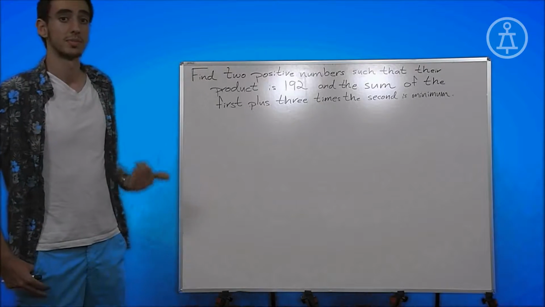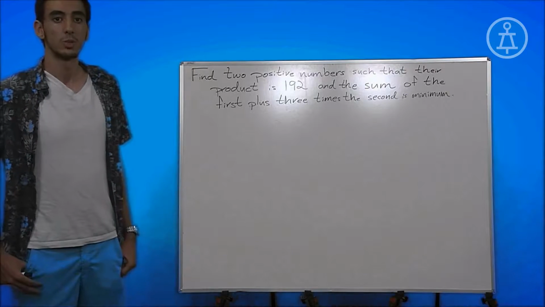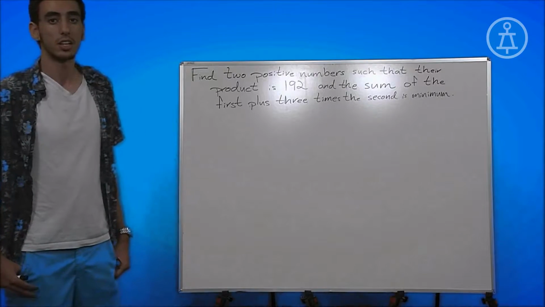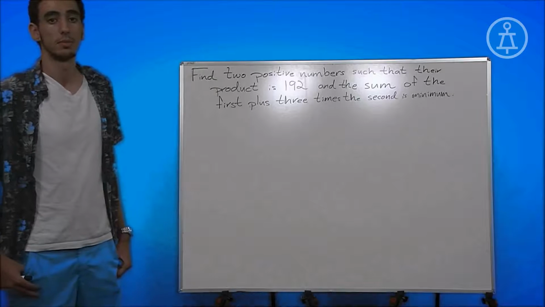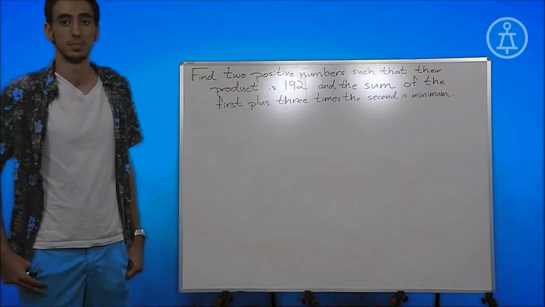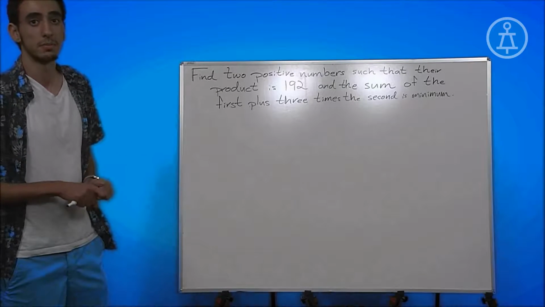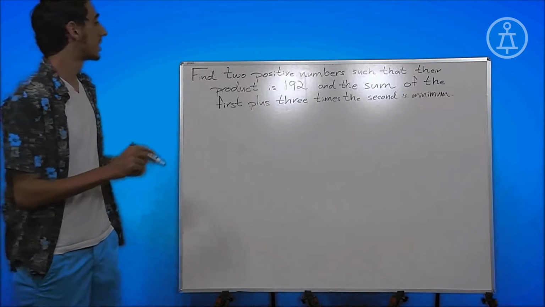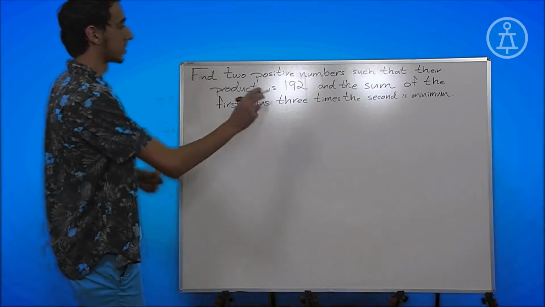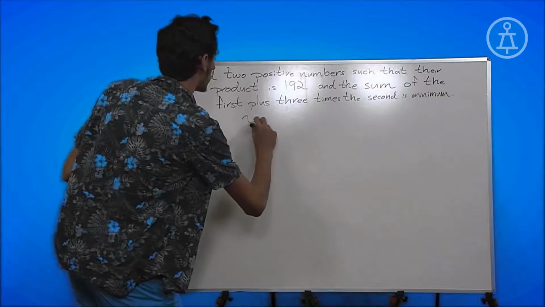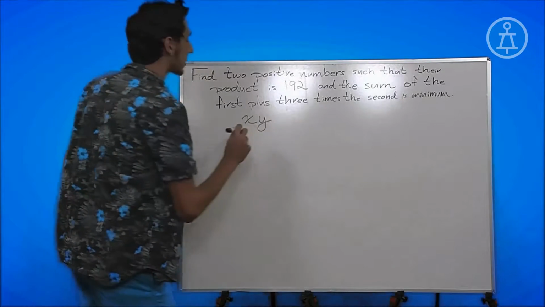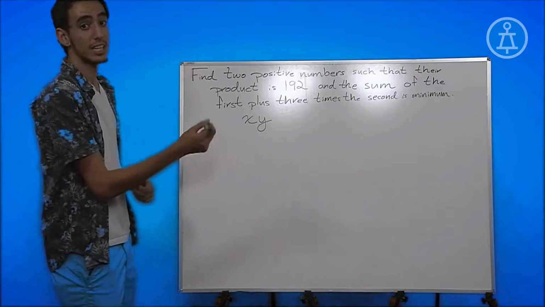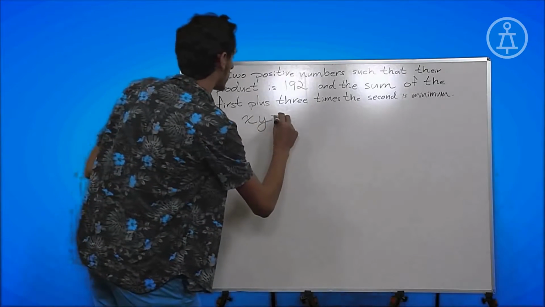So let's start with a practice problem. Find two positive numbers such that their product is 192 and the sum of the first plus 3 times the second is minimum. So let's start out by turning this word problem into variables. So we know that we have two numbers, so let's call them x and y. And we know that x times y equals 192, so let's get that out of the way.